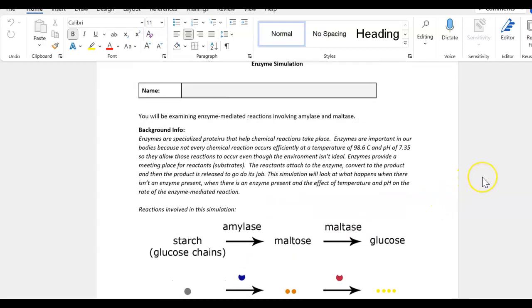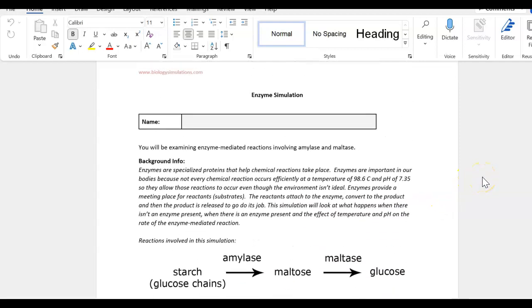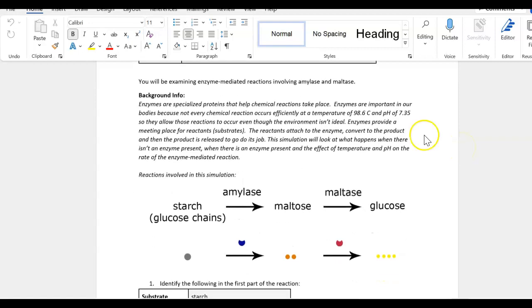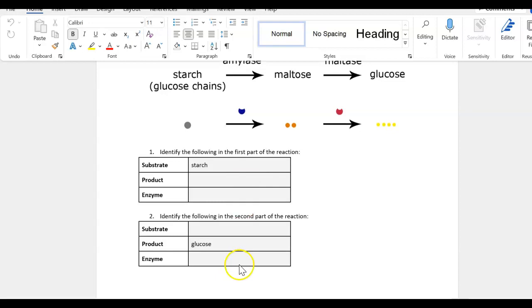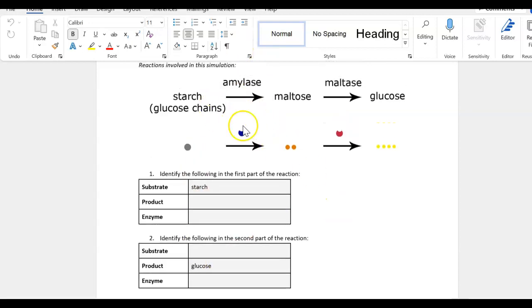Good morning. This video is going to walk you through the enzyme simulation, and you can use it to help you if you're feeling confused about anything. In this first part, it's giving you some background information, and then it's asking you to identify the different substances in the two different reactions.